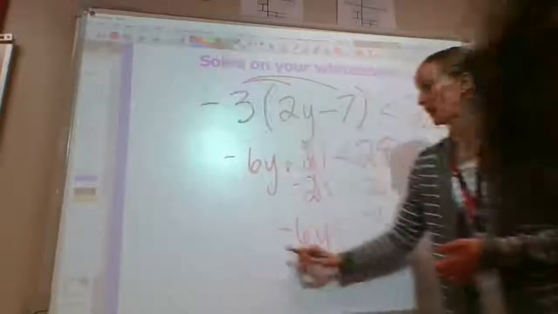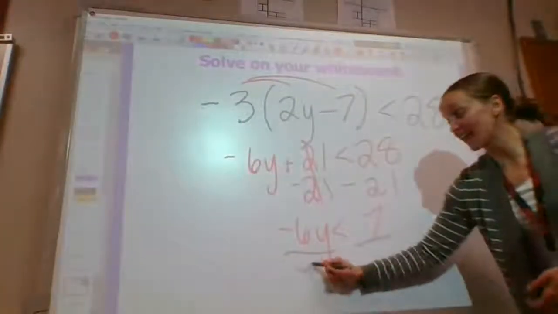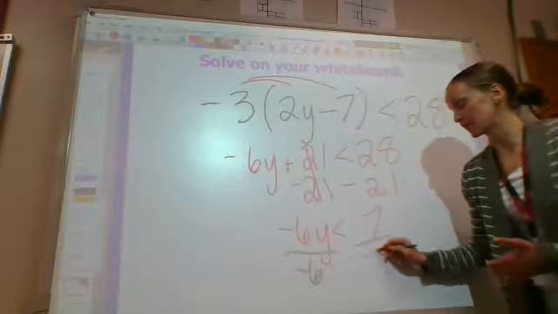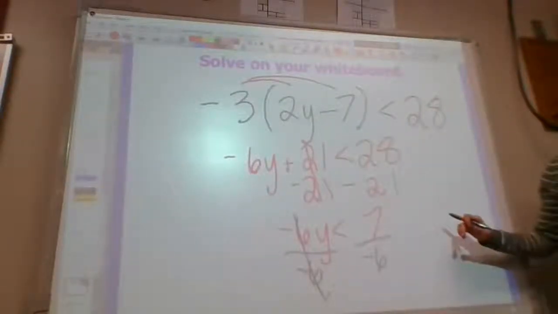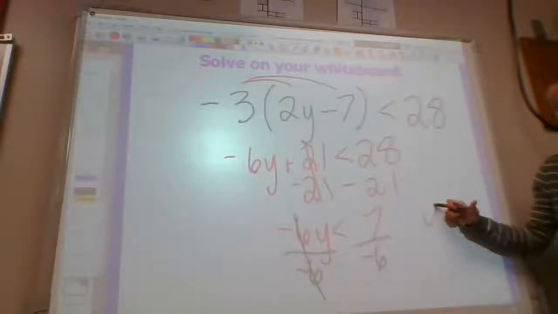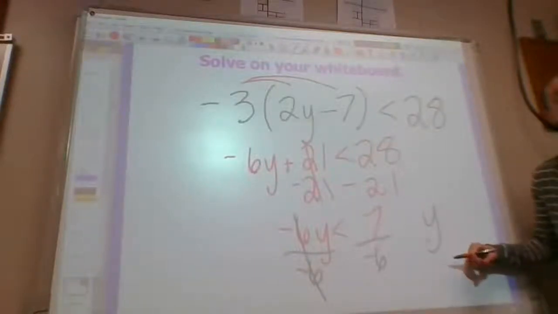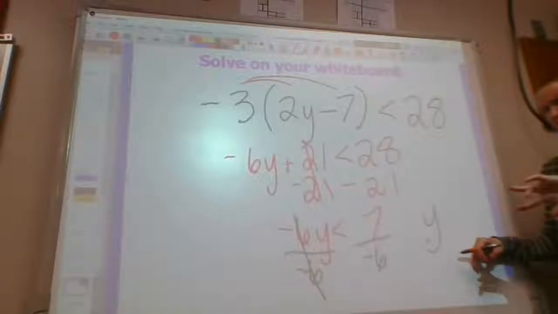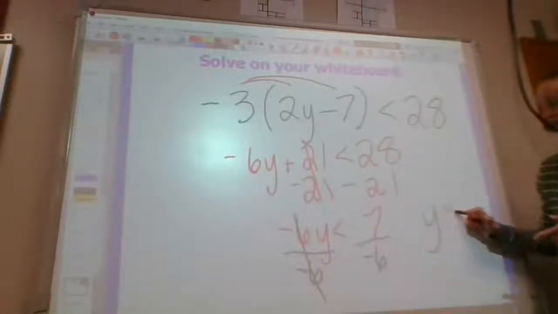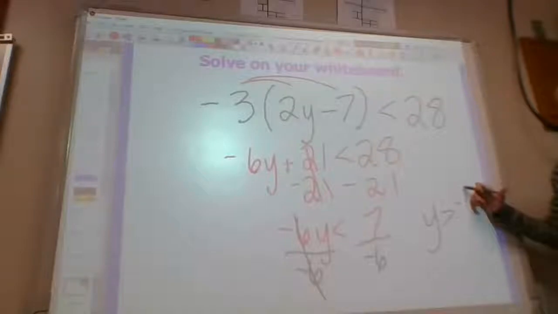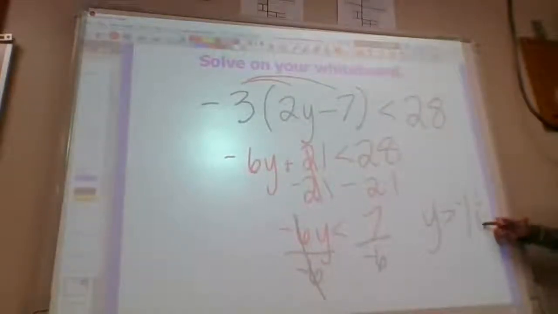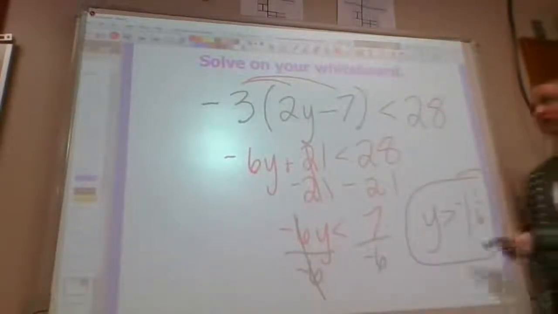Divide both sides by what? Negative 6. Why am I so dramatic today? Because when you divide by a negative, what do some of you still forget to do? What do we do when we divide by negative? Switch the symbol. Did you guys remember? There's only like 1 or 2 of you that remember that. Otherwise, you just say -1 and 1, 6. Which way is that going?